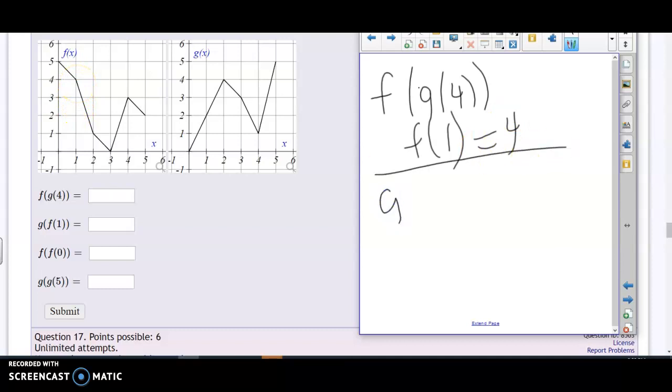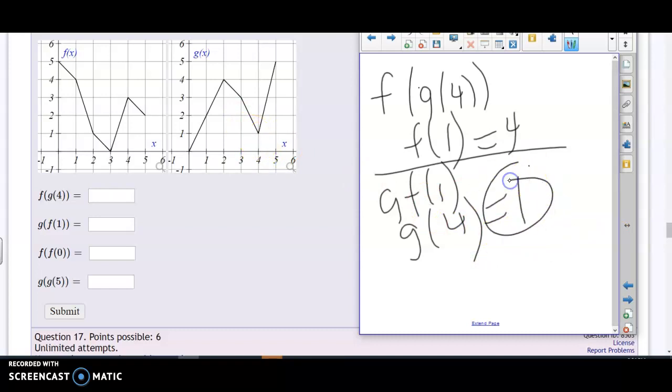Now they have g of f of 1. Well, what's f of 1? f of 1 is right here, and it becomes 4. So that's going to become g of 4. We go over to the right-hand side, find 4 in the x, and it becomes 1. So that answer is going to be 1.